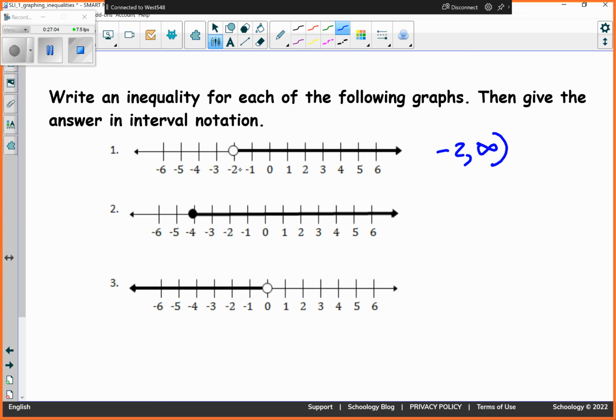I started at -2. I have an open dot. Is it a soft bracket or a hard bracket? Soft. Done.